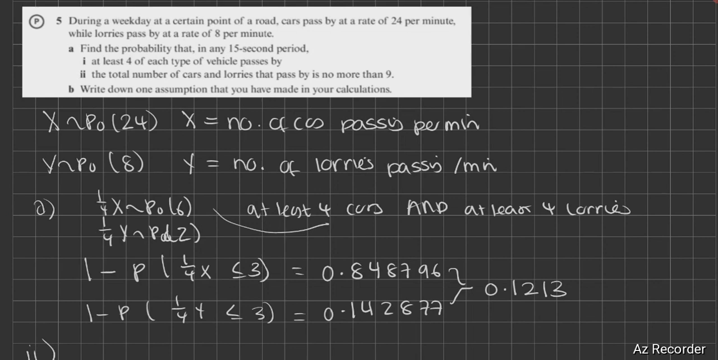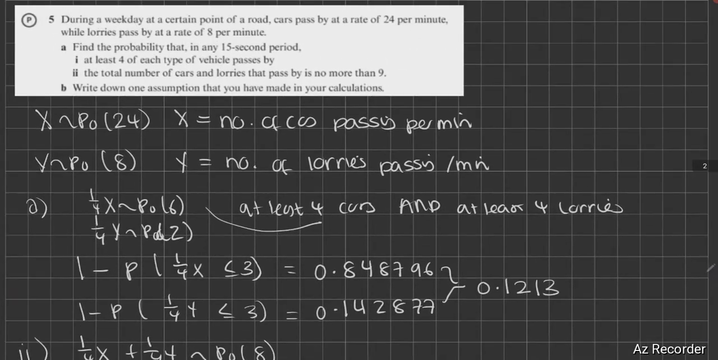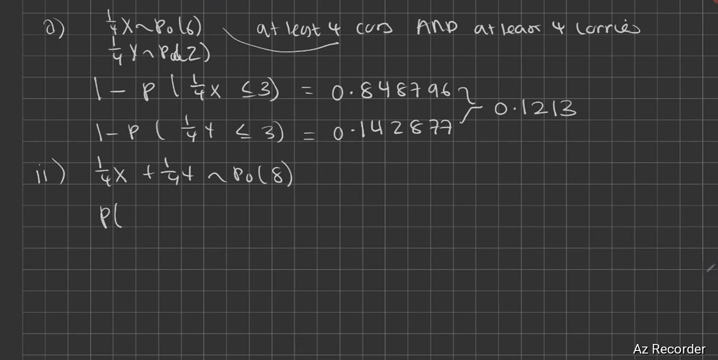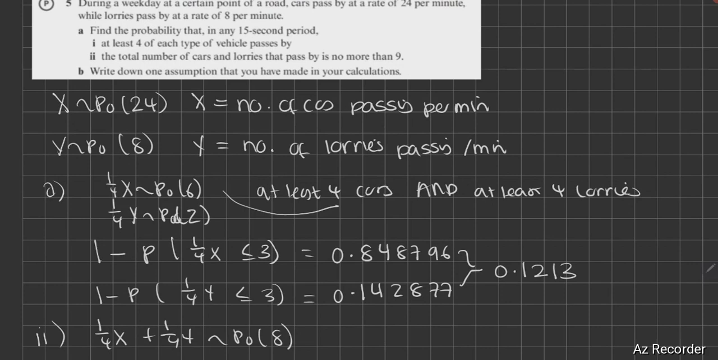For part II, it says find the probability that in any 15-second period, the total number of cars and lorries that pass by is no more than 9. In this problem, it says the total number of cars and lorries, and therefore we use our addition formula. So in 15 seconds, 1/4 X add 1/4 Y has a mean of 8. And the total number of cars and lorries is no more than 9. So we want the probability that 1/4 X add 1/4 Y is less than or equal to 9. If we plug this into our calculator, we should get 0.7166.